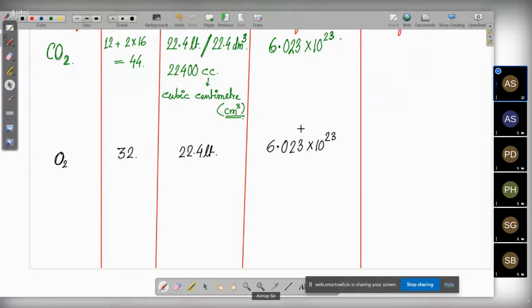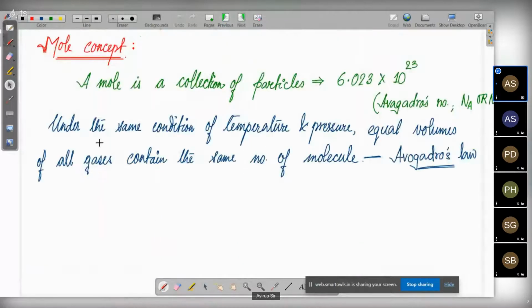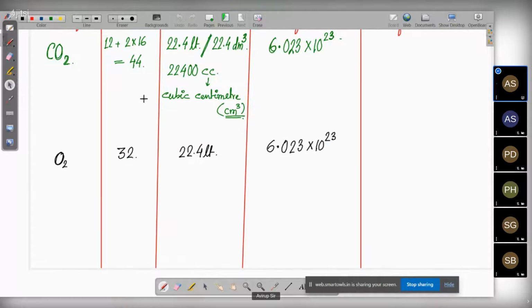Why is the number of molecules the same? Because Avogadro's law says that equal volumes of all gases contain the same number of molecules. So as you can see, 22.4 liters of carbon dioxide has Avogadro number of molecules, and according to the law, equal volume means 22.4 liters of oxygen also has Avogadro number of molecules. So that's it. Equal volumes of all gases have the exact same number of molecules.